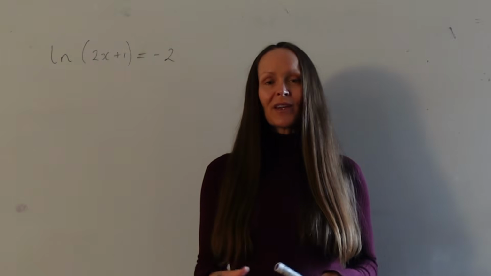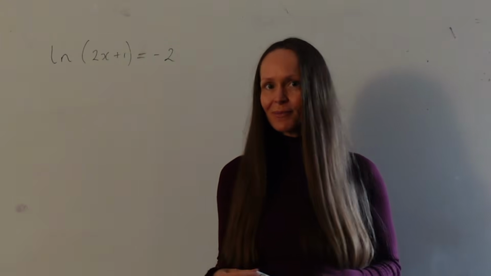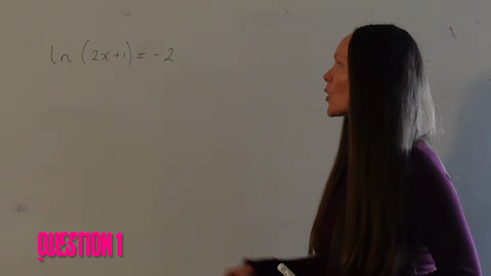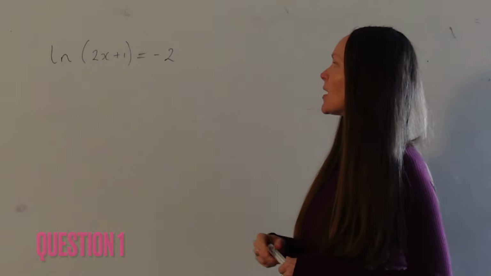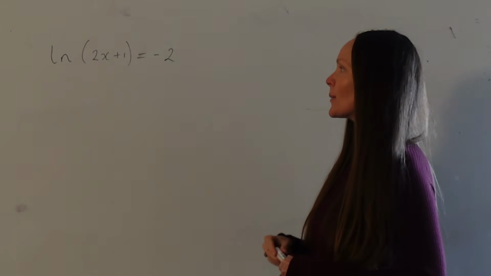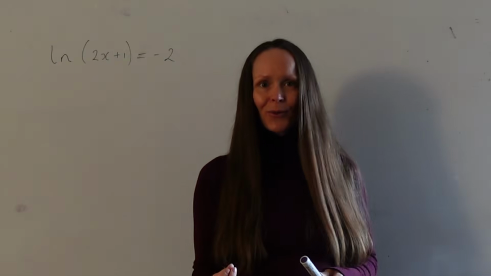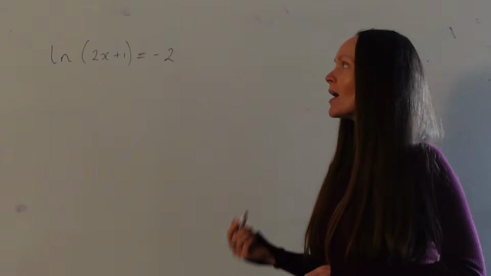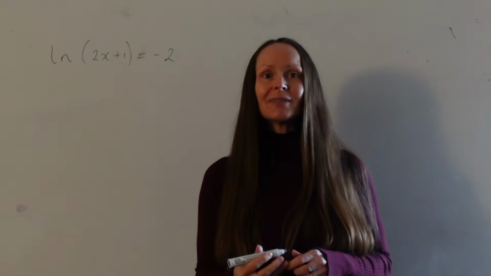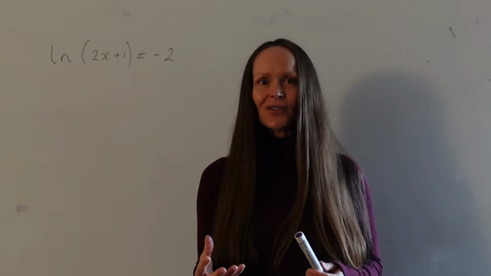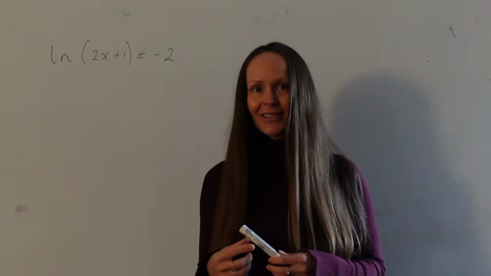We're going to continue solving equations using natural logarithms. So in this question, we have to solve ln of 2x plus 1 is equal to negative 2, and we need to leave our answer in exact form. Remember, y equals ln x and y equals e to the x are inverse functions, so they undo each other, they cancel each other out.